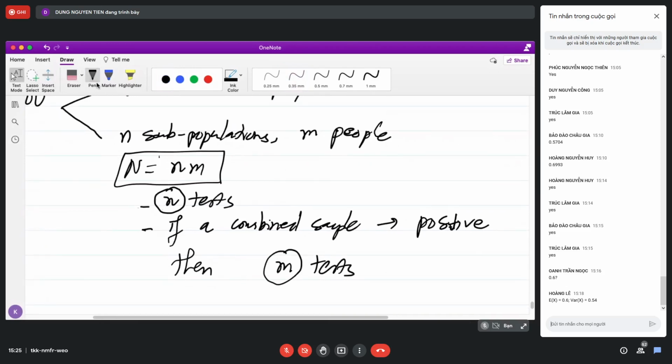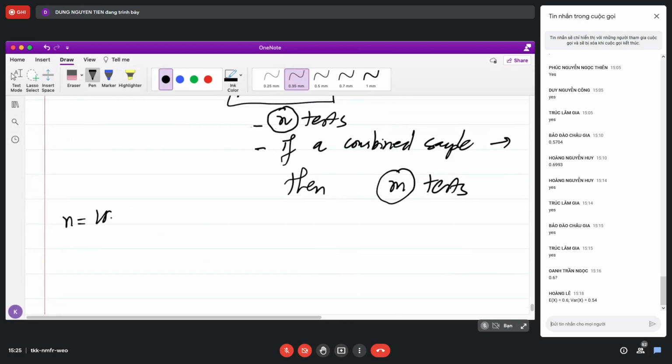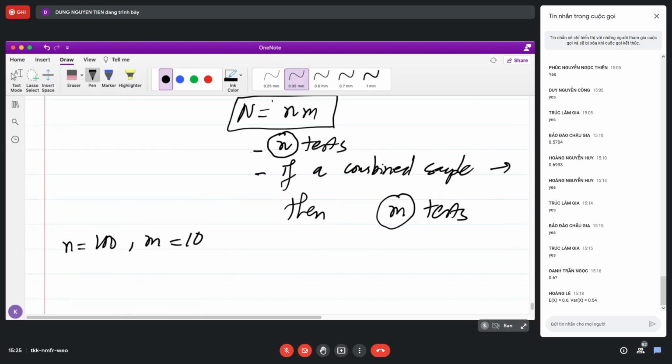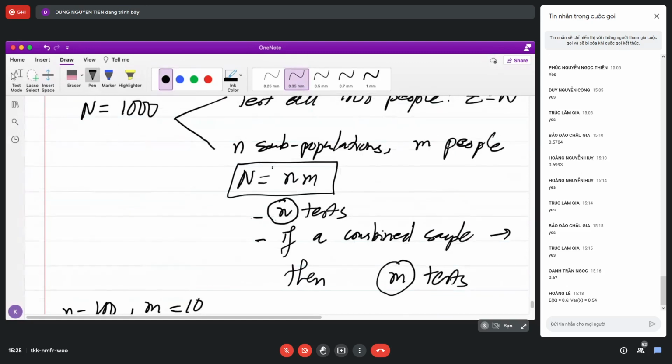Then if you are lucky, and you divide the whole population into, let's say, 100 groups. Suppose, for example, that n is 100 and little m is 10, so there are 100 groups, each group has 10 people, and you are lucky. Then you only need to perform 100 tests instead of 1,000 tests. It could save a lot of money, effort and time. Is that clear?